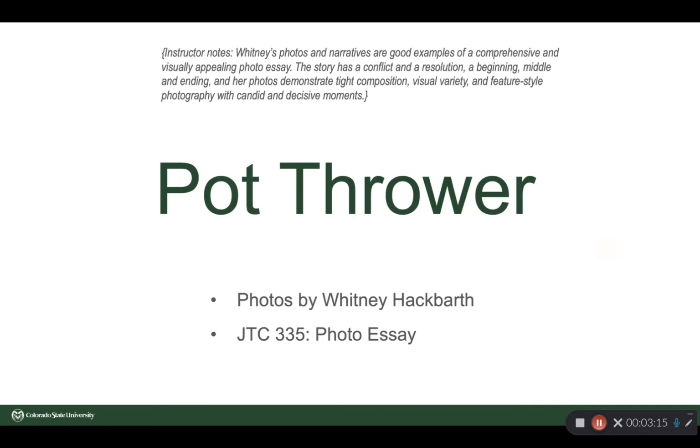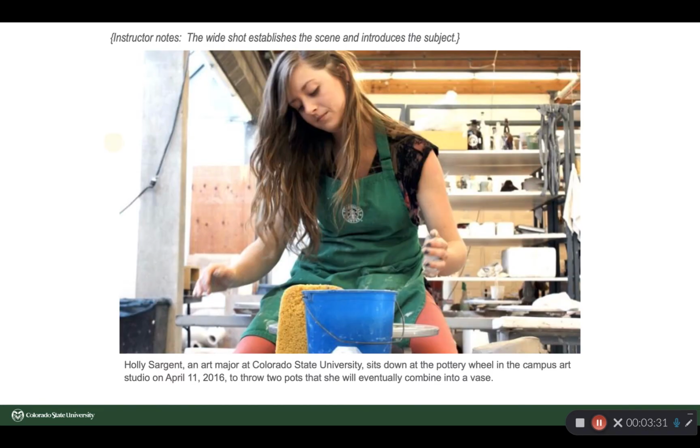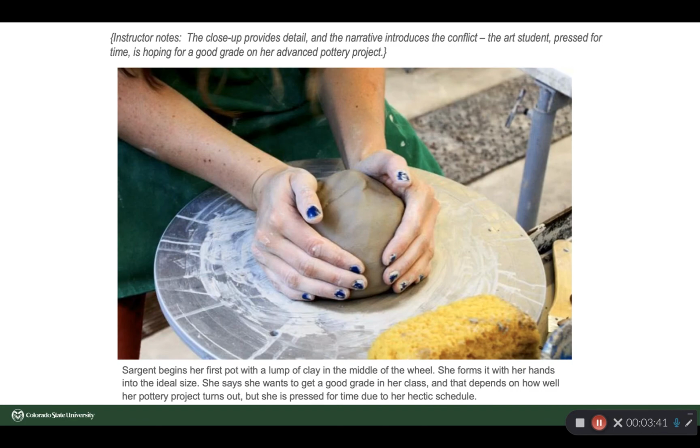So let's look at one more student example. This is called Pot Thrower by Whitney. Okay, and these are, again, a good example of a visually appealing photo story that's got a conflict and resolution, a beginning, middle, and end, and has good composition, right? So here's a nice wide shot. We see Holly, our student art major, sitting in the pottery studio, getting ready to work on the pottery wheel. Here's a nice close-up, gives detail to the story, provides some more information. The narrative helps flesh out the story.